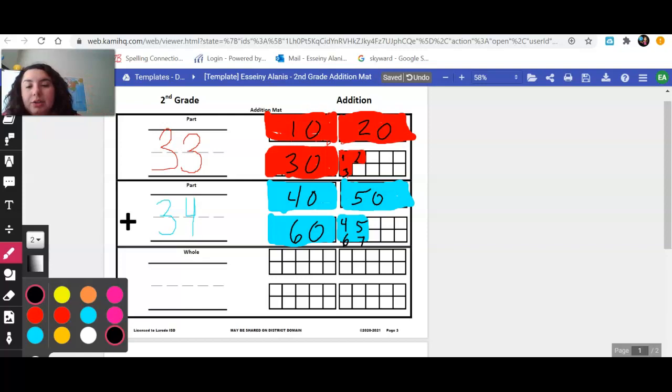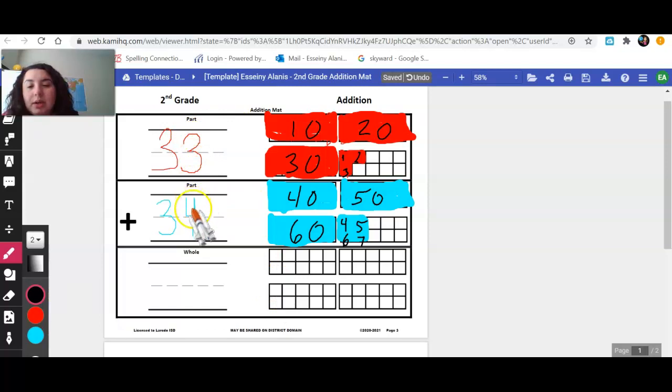And another thing I can do is I can also add it from here, 3 plus 4. What is 3 plus 4? 4, 5, 6, 7. And I can add these 3 and 3. 1, 2, 3, 4, 5, 6. And I get 67. I could also draw my place value chart.